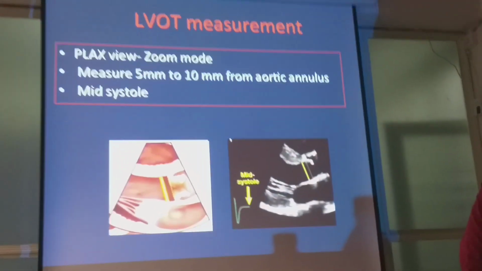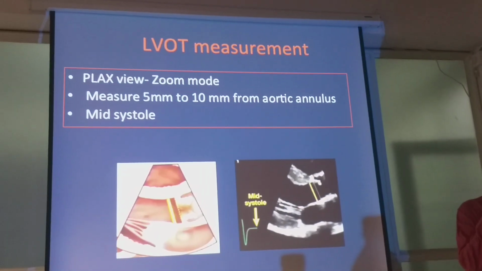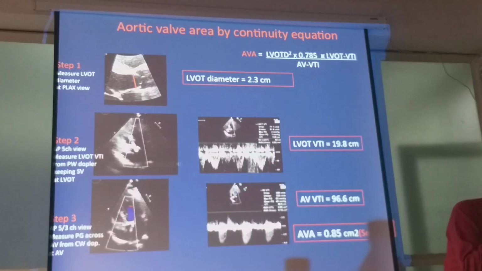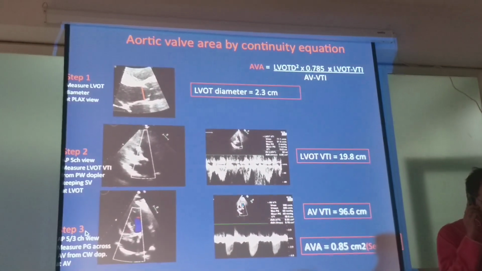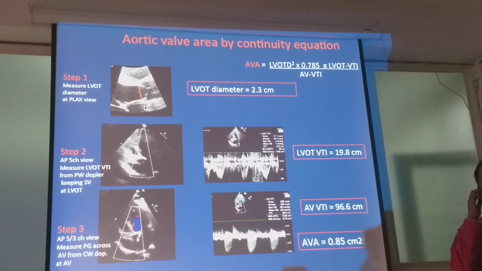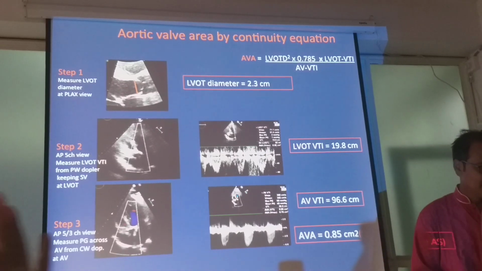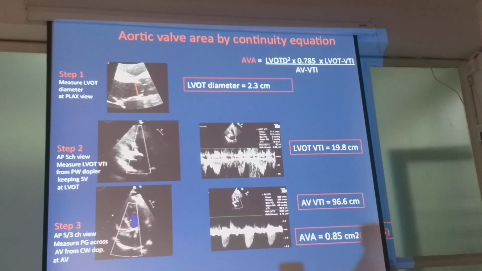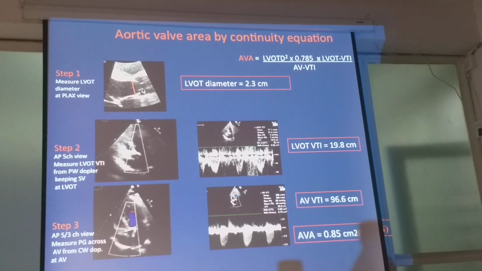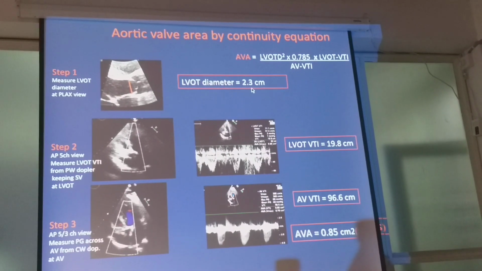So, see, aortic valve area measurement by continuity equation is very easy. Only you have to go through 3 steps. Step 1, step 2, step 3. In step 1, you measure the LVOT diameter. So, 1 number হচ্ছে parasternal long axis, 2 number হচ্ছে you have to zoom the view. Zoom. And then you measure the LVOT. Aortic annulus is somewhere here within 10 millimeter. I have measured and it comes out to be 2.3 centimeter.